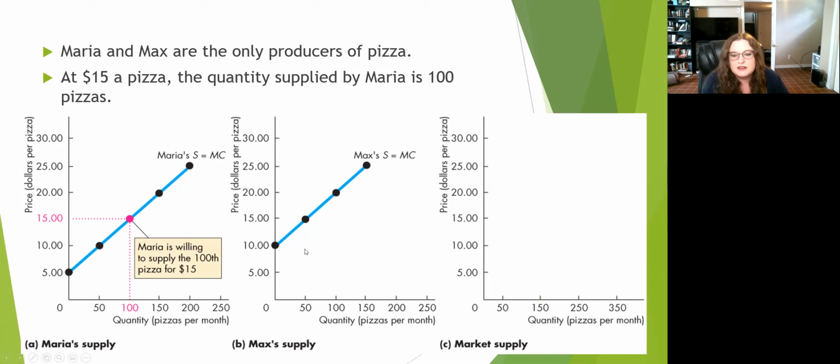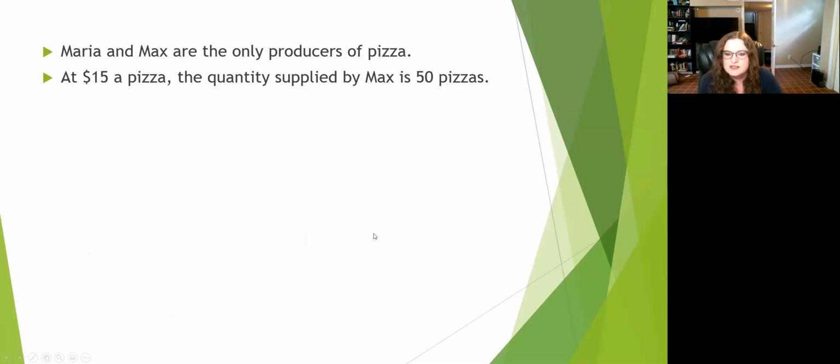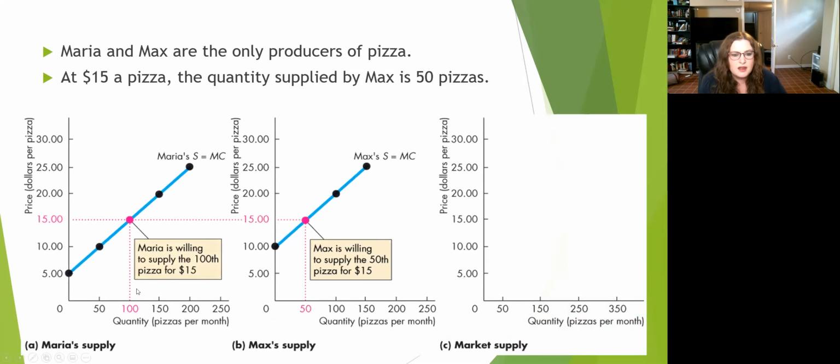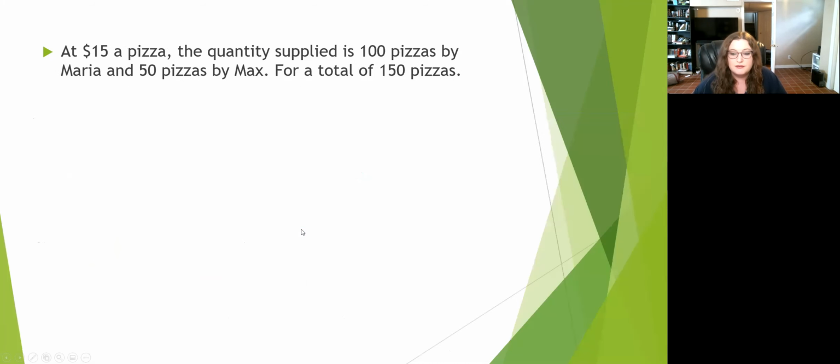As we increase in quantity, we need to increase in price, because his minimum price is going to go up relative to his marginal cost, and marginal cost increases the more quantity we have. So as we increase in quantity, we see this upward sloping supply curve for Max. So we have one for Maria and one for Max. Let's stay at this $15 point. We go across and we see that Maria is willing to supply 100 pizzas at $15. At $15, Max is willing to supply 50 pizzas.